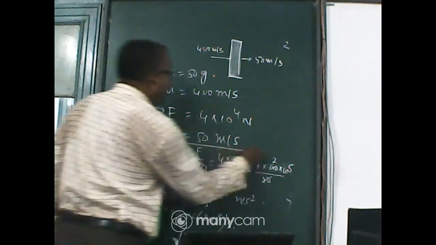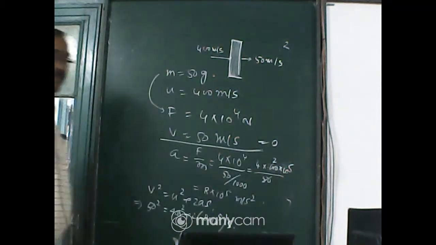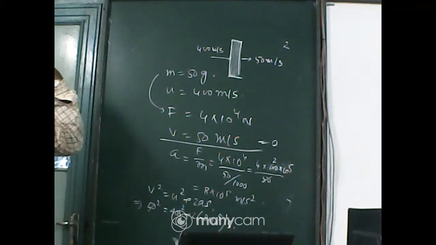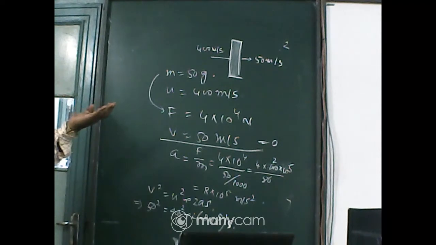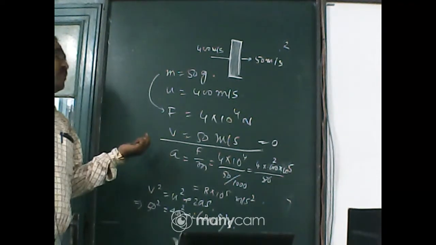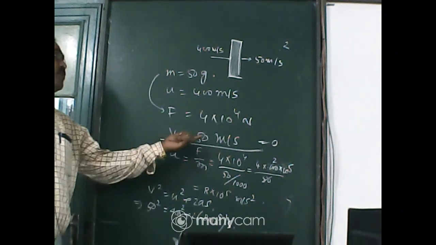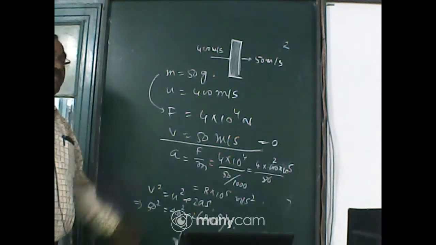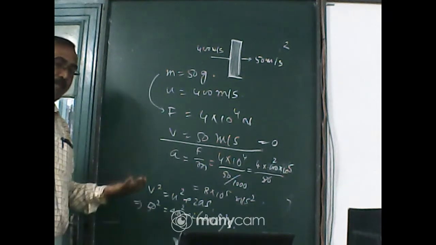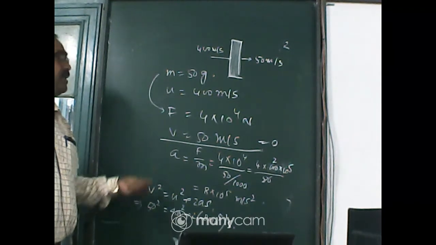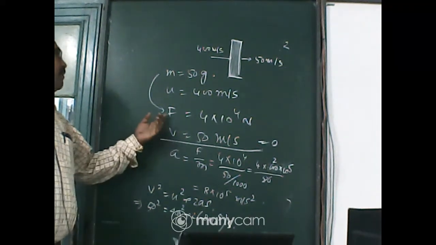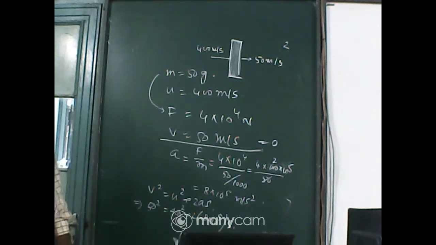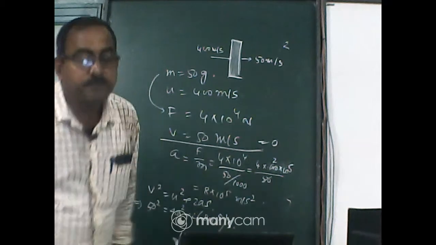Second part, V equal to 0, you put it, because it cannot cross the wall. So V equal to 0, you find out the value of S. S, V, you know it. So you can easily find out the value of A, and if you know the value of A, force by A equal to mass.